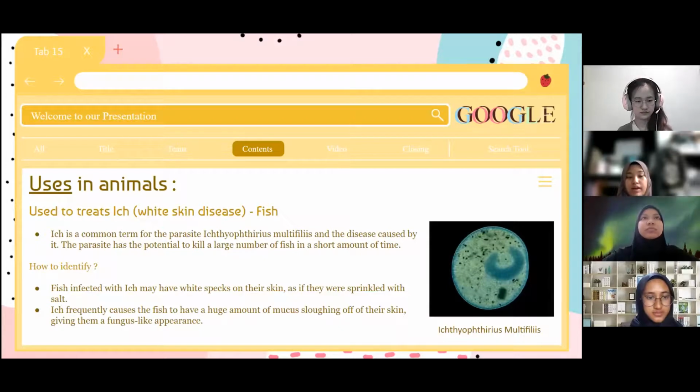How to identify it? Fish with it may have white specks on their skin as if they were sprinkled with salt. Next, they have a huge amount of mucus sloughing off their skin, giving them a fungus-like appearance.